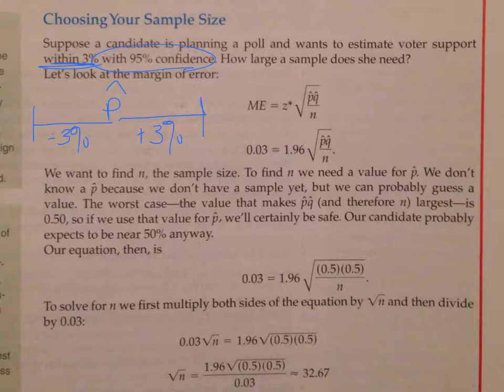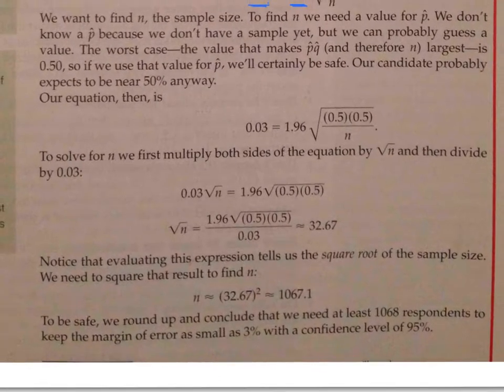Okay, so we're using the same formula from before. I want my margin of error to be 3%. 95% confident is a 1.96 critical score. And then I have my margin of error, I have my formula for standard error right here. Okay, well, I haven't drawn my sample yet, so I don't know what p hat is or what q hat is. I'm saying how large do I need to sample to make this happen? So since I don't know, I just am going to do the worst case scenario. And the worst case scenario would be 50-50.